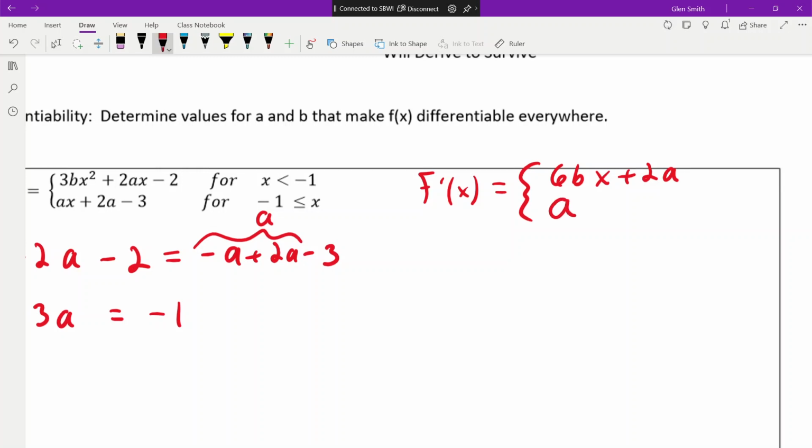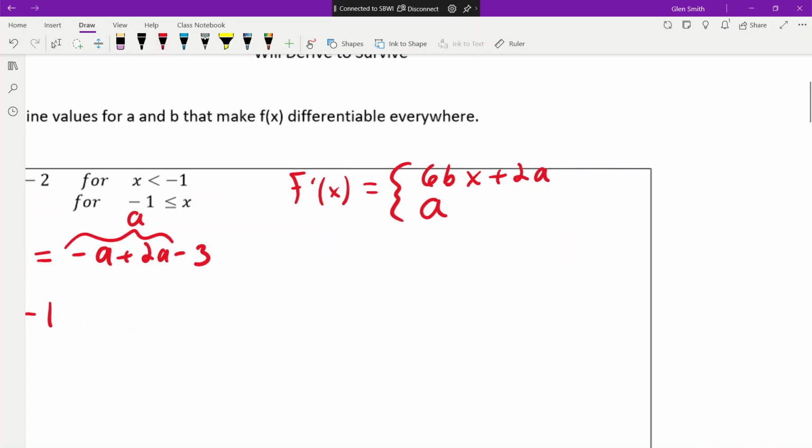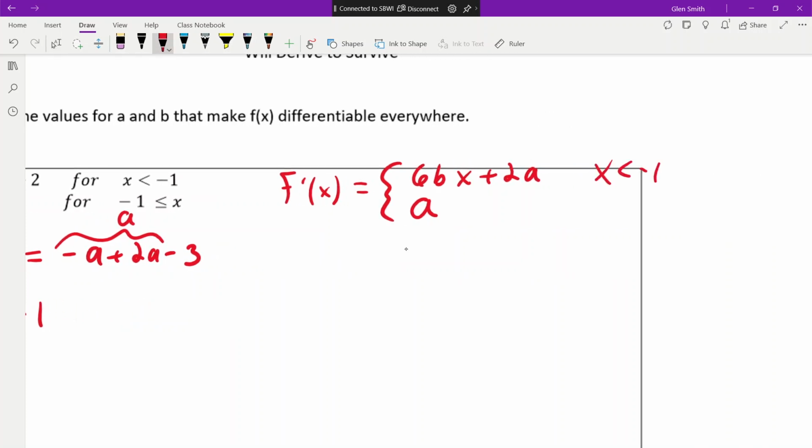A lot of people had a plus 2 there or something else. The derivative of 2a is 0. All right? Because it's a constant. It doesn't have an x on it. We're deriving with respect to x. So this is x is less than -1. And the same thing, those two have to be equal. So that means -6b plus 2a has to equal a.